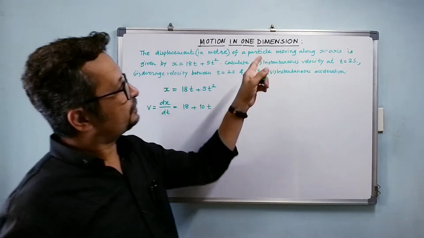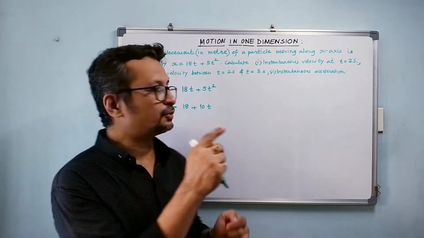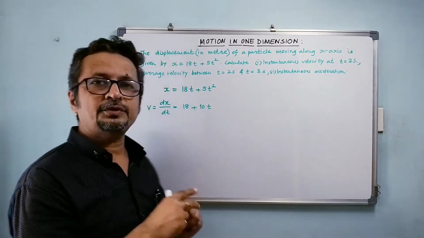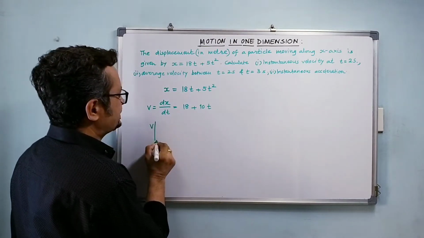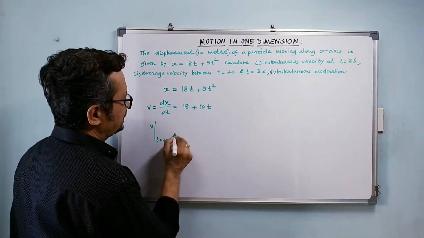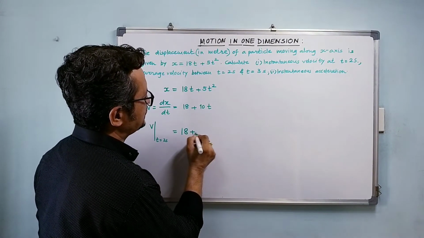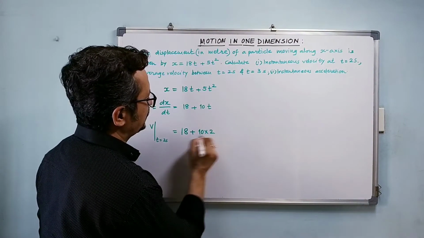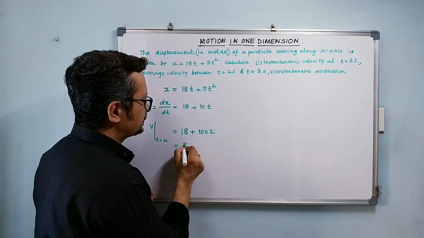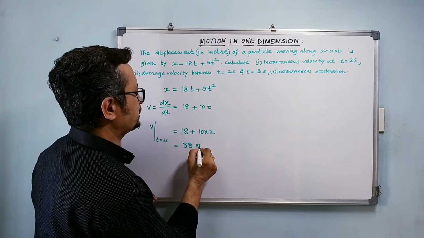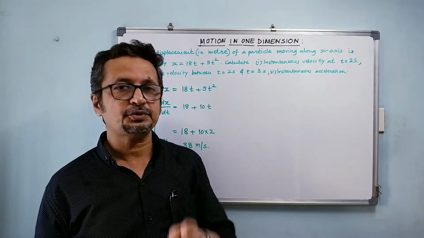Now the first part, instantaneous velocity at t equals 2 seconds. In this expression I'll put t equals 2 seconds. So the velocity at t equals 2 seconds is 18 plus 10 into 2, so that is 18 plus 20, equal to 38 meters per second. That is my instantaneous velocity at t equals 2 seconds.